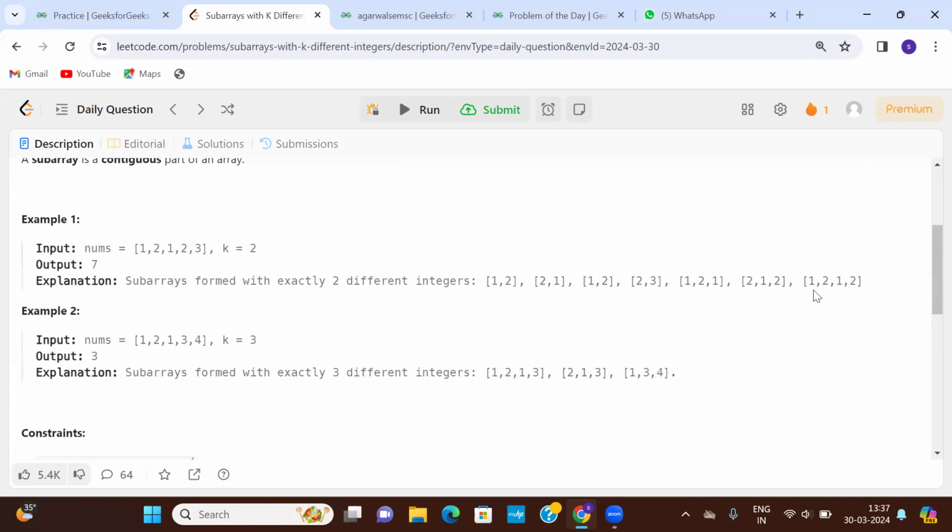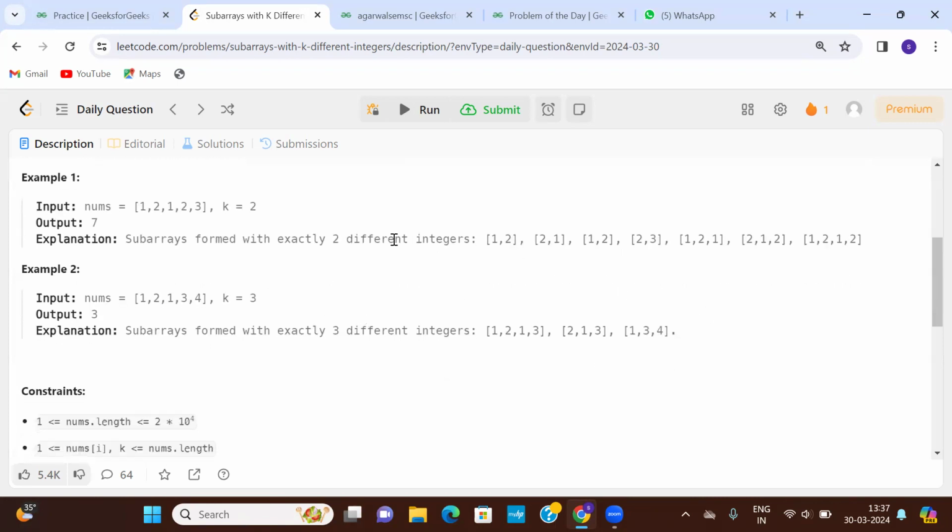So all these subarrays are possible in this particular case, and in all these subarrays, the number of distinct integers is exactly 2. So we need to return the count of these subarrays. The total number of subarrays in which the number of different integers is exactly 2 is 7. So we will return 7 in our answer.